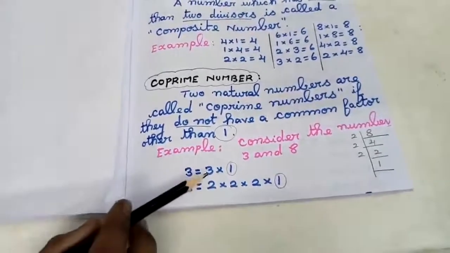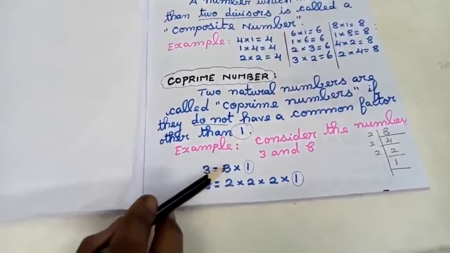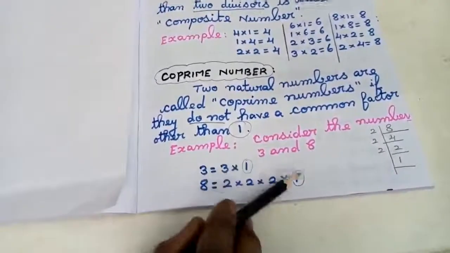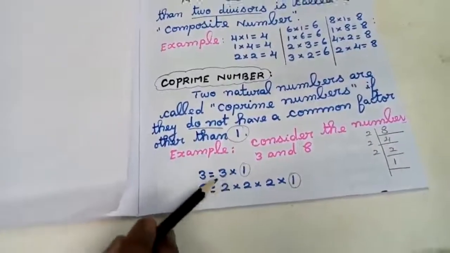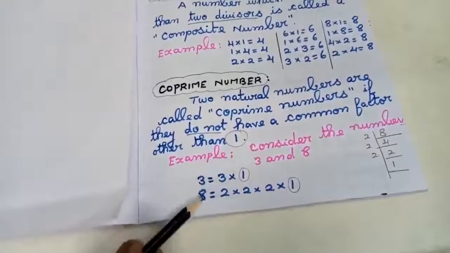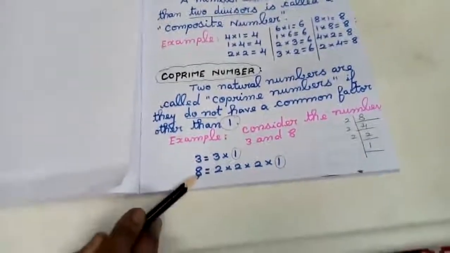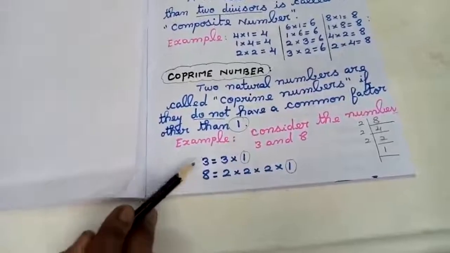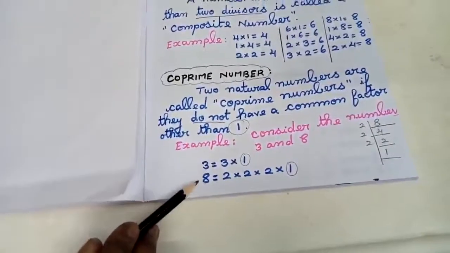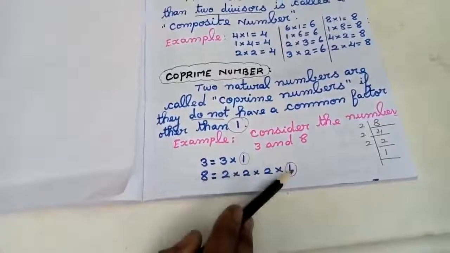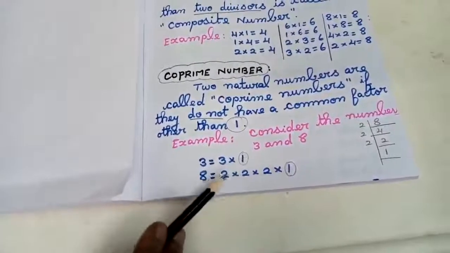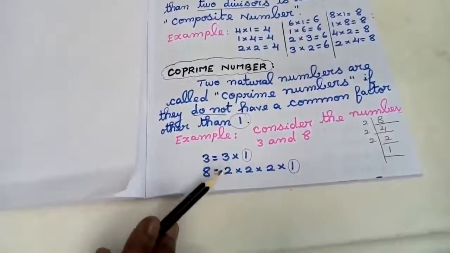Now if you compare the factors, nothing is common except 1, no other number is common. So this particular combination, 3 and 8, are called co-prime numbers. I'll be comparing two numbers. 3 and 8 are called co-prime. Why? Only 1 is common to both, and no other number is common to both the values.